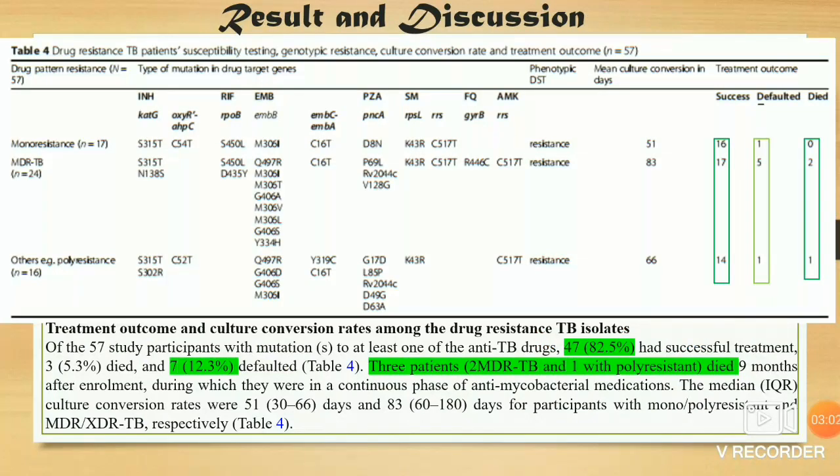For table 4, we know that 47 of them received a successful treatment, while 7 of them defaulted. Unluckily, 3 of them died after 9 months of enrollment. 2 of them were from multi-drug resistant tuberculosis, while 1 was polyresistant.